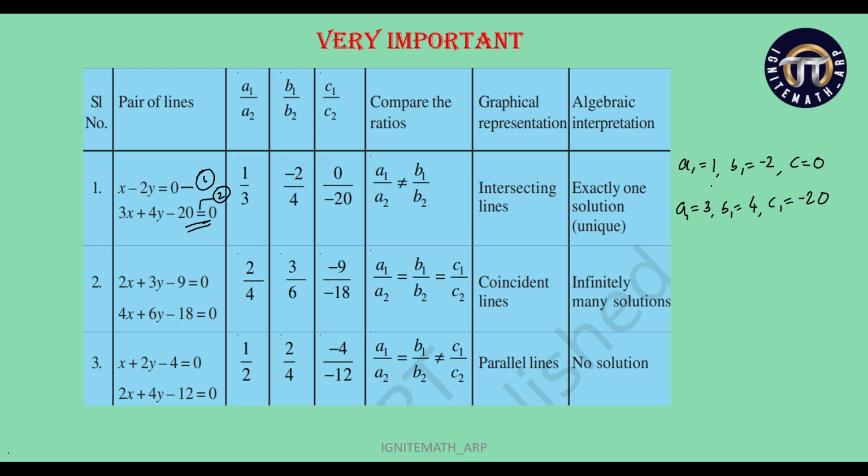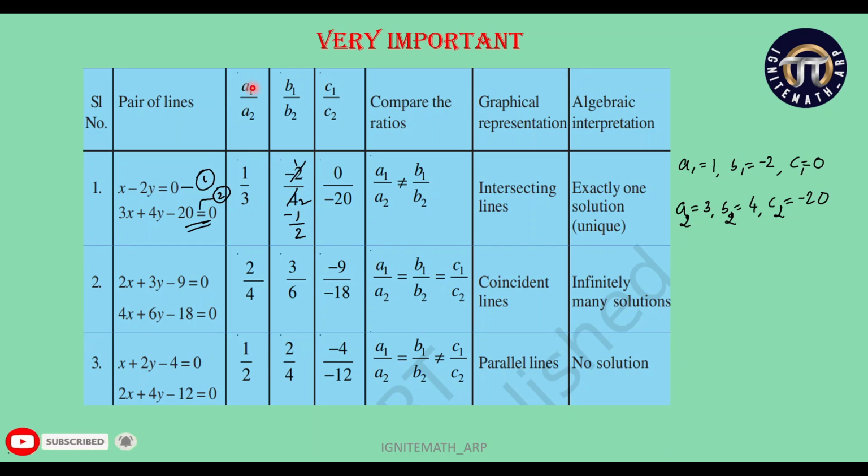Now I will find out a1 by a2. Sorry, here it is a2, b2 and c2 because it is the second equation. Now I will find out a1 by a2. So that means 1 by 3. See, look at this. 1 by 3. a1 by a2. b1 by b2. So here it is minus 2 by 4. Okay, as I told you, children, it should be reduced to the lowest term. Minus 1 by 2 I can write this because 2 ones are 2, 2 twos are 4. Right. So what is c1 here? c1 is 0. Correct. c2 is minus 20. So it is 0 by minus 20. Are any of them equal?